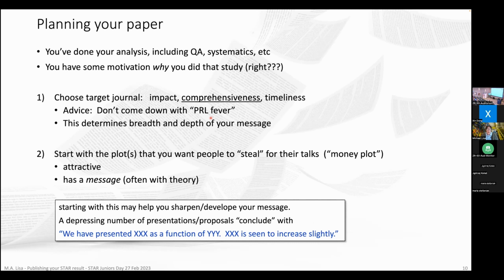Okay, sometimes, in fact it's pretty frequent, and it seems to be even a high energy physics or relativistic heavy ion thing, it's not that uncommon to say we've measured v2 as a function of A plus minus or something like that from CME, and it seemed to increase slightly. Like that's the actual conclusion. That's not a conclusion. That's just, I don't know, you could call it a summary, I guess. So starting with the plot that you want people to steal will help you determine if you have a message, and it can help you sharpen and develop your message.